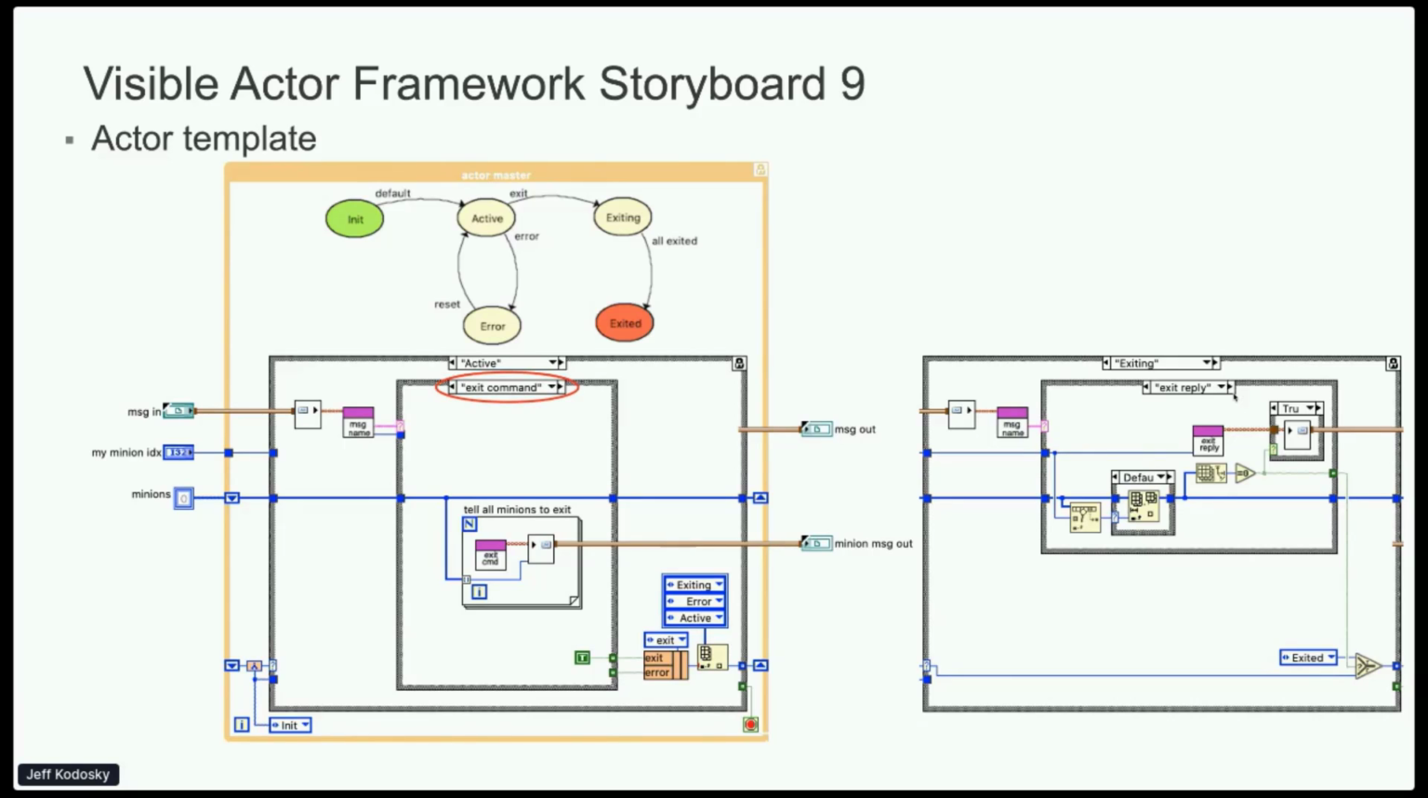When the actor receives the exit command from its owner, it tells its minions to exit and then transitions to the exiting state. When the actor notices all of its minions have exited, the actor can report to its owner that it has exited. The actor state diagram could be edited using the state diagram editor to add more capability or to simplify it, for example, if the actor has no minions.